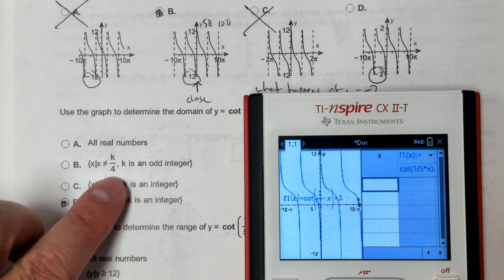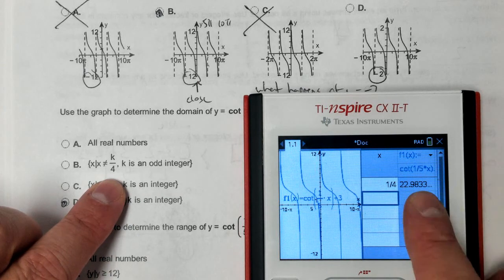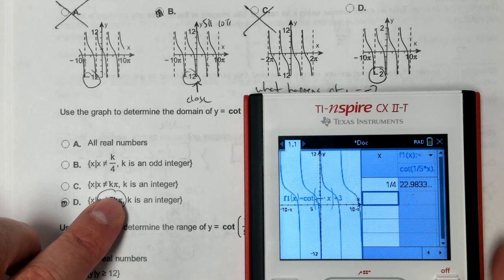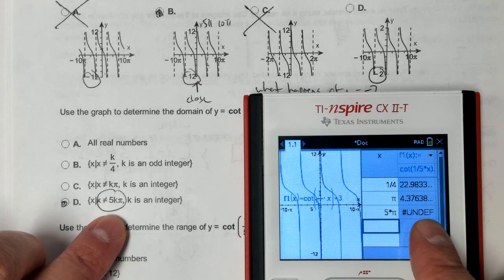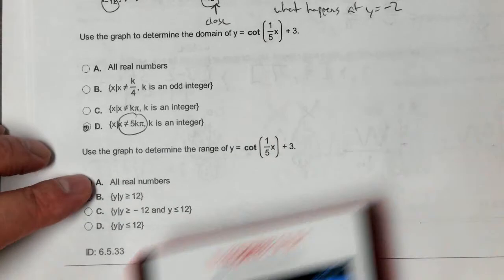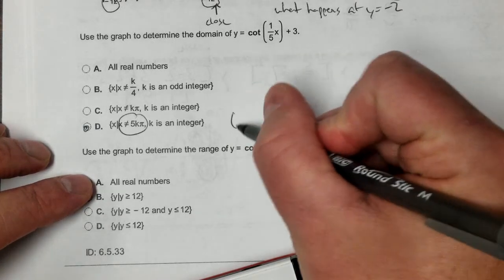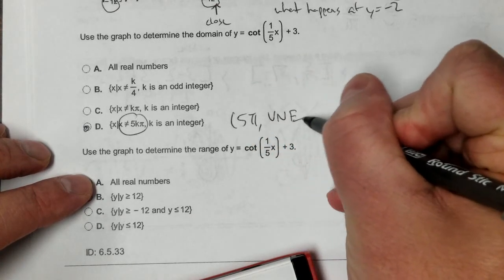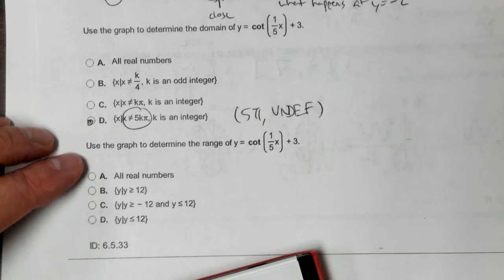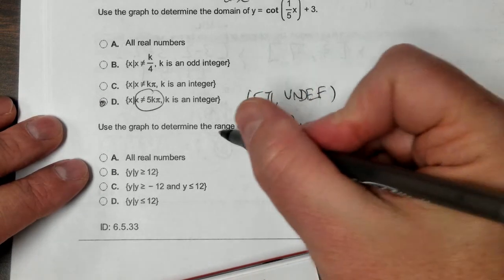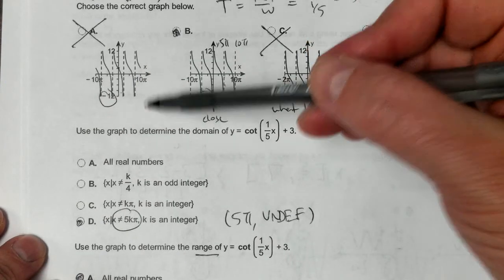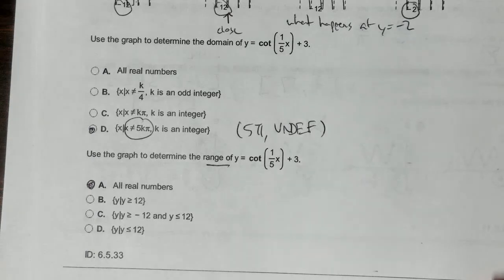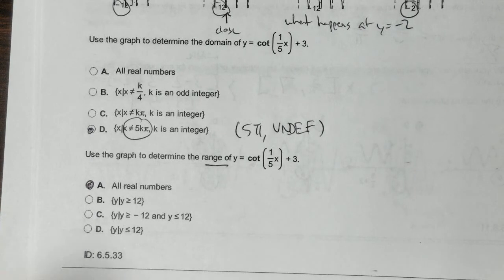independent to ask. If you put 1/4, you get a number. If you put pi, you get a number. But if you do 5 pi, you get undefined. So 5 pi is undefined. And then as far as the range, it's all reals, because there's no horizontal gaps. Okay, that's where we're going to stop for the day.